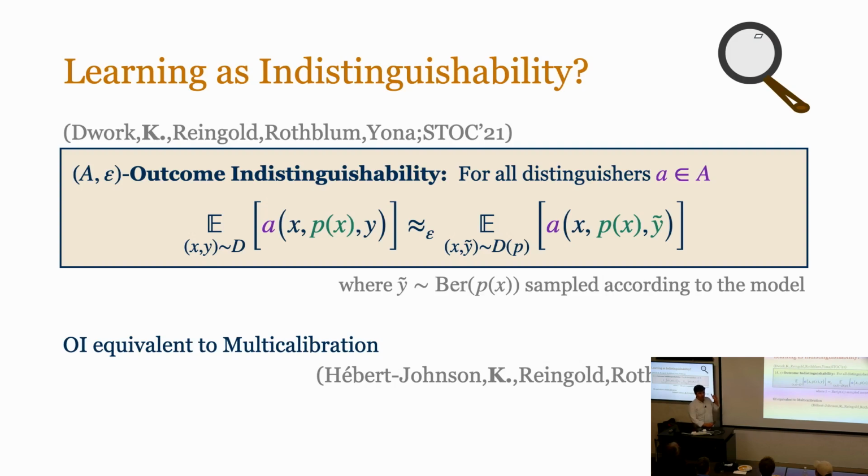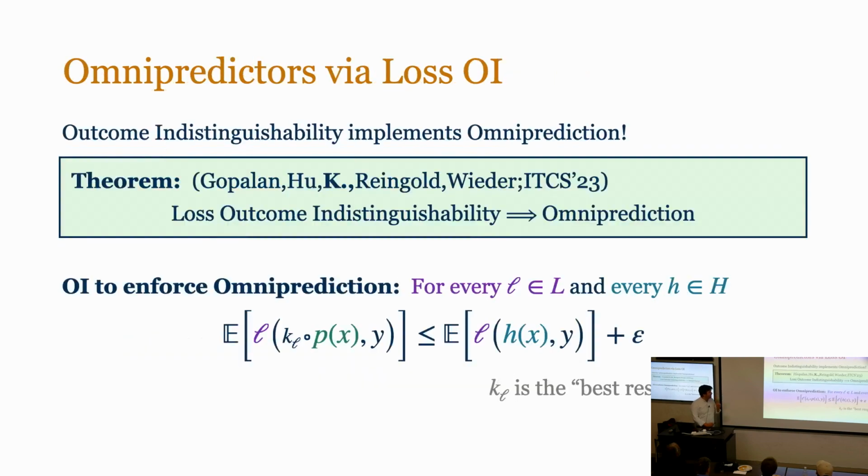Okay, let me make this a bit more concrete in talking about the Omniprediction problem. And then we'll see if there are still questions. What I want to show you is that you can define a set of outcome indistinguishability conditions, we'll call it loss outcome indistinguishability, that implies omniprediction. So let's think about what this omniprediction condition is. It says that for every L in my class L, for every hypothesis H, the loss of my predictive model after post-processing is at most the loss achieved by this hypothesis.